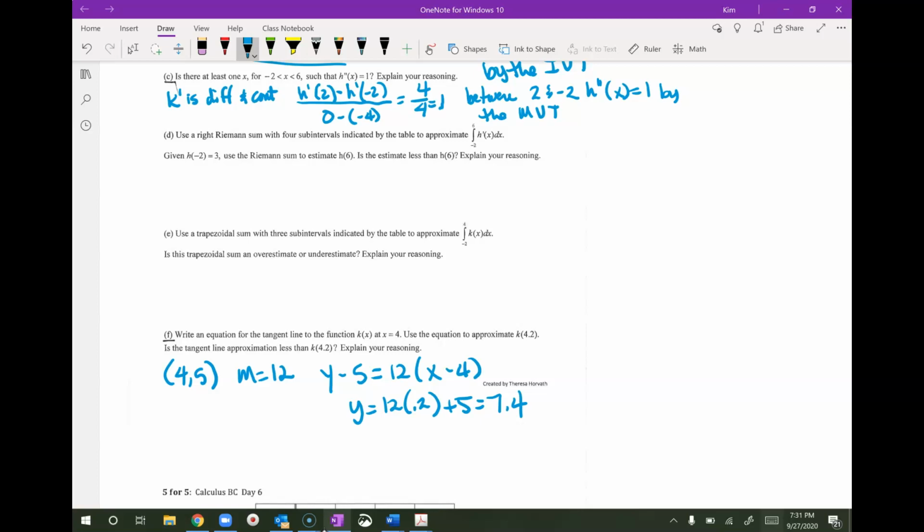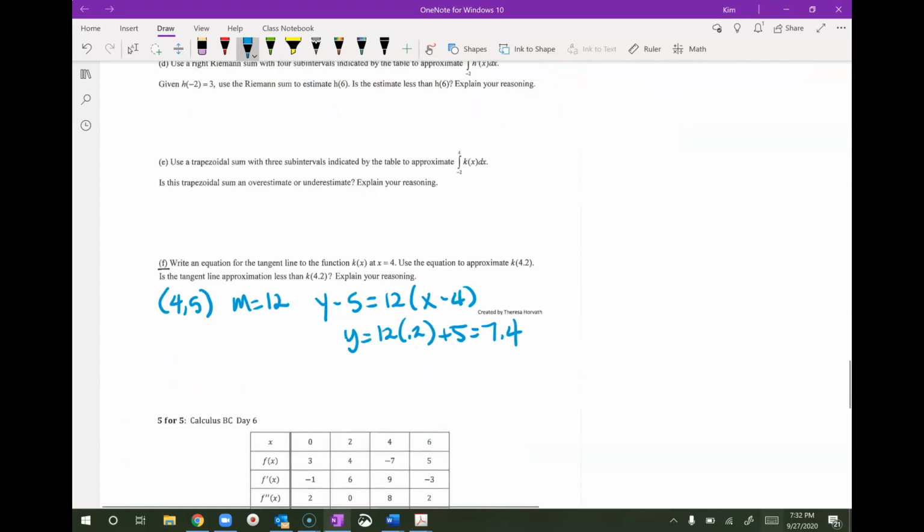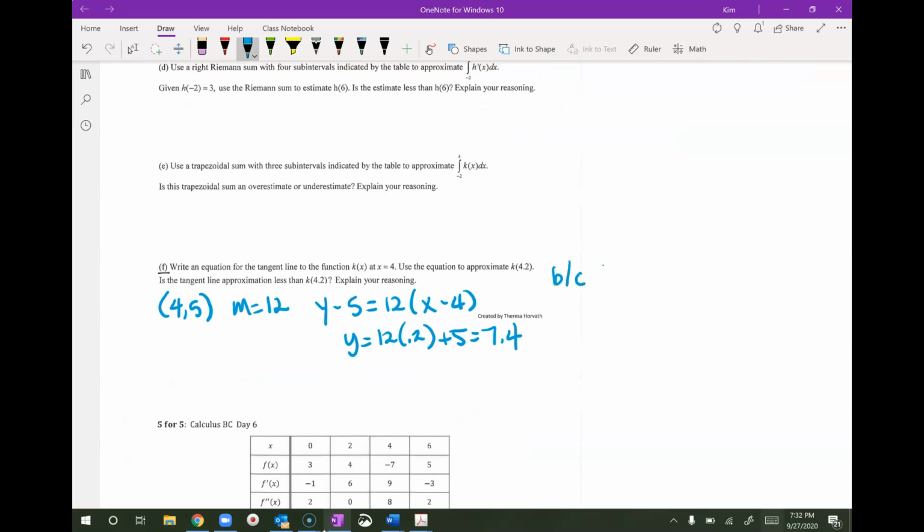Okay, now let's go back up here to our second derivative. Our second derivative up here appears to be greater than 0. So because k double prime is greater than 0, k is concave up. I always like to look at what concave up looks like. Our tangent line is below, and so 7.4, our approximation, is actually less than k of 4.2.